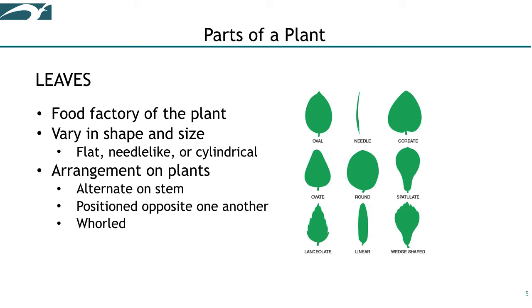As we look at the parts of the plants, the leaves are a very important factor. The leaf is the food factory of the plant. Leaves vary in shape and size. They're flat, needle-like, or cylindrical. Arrangement on the plants is key. Sometimes they are alternate on stems, other times they are positioned in the opposite way.